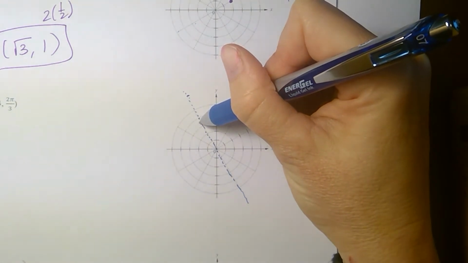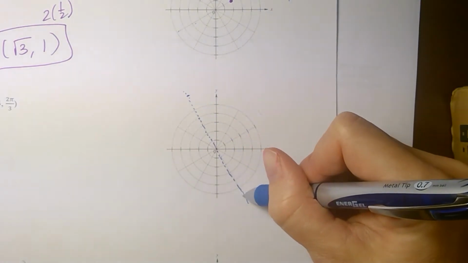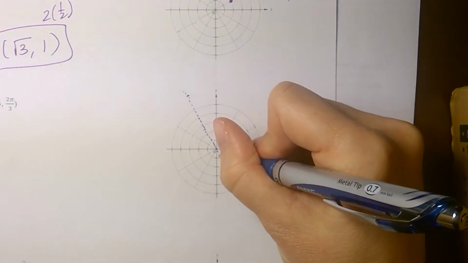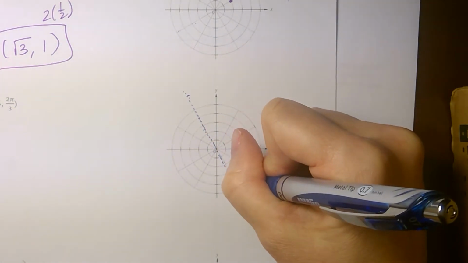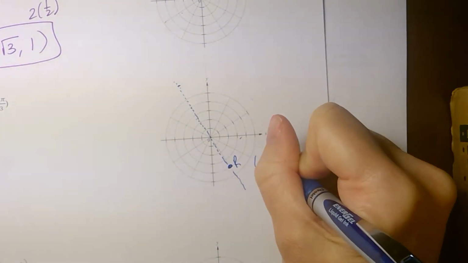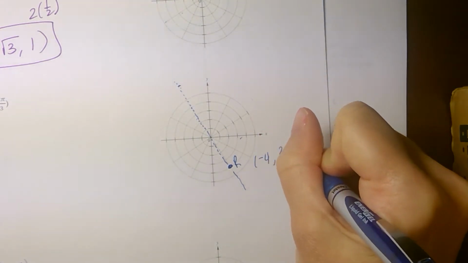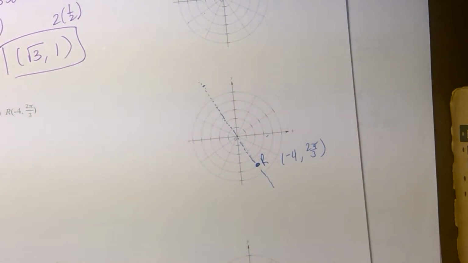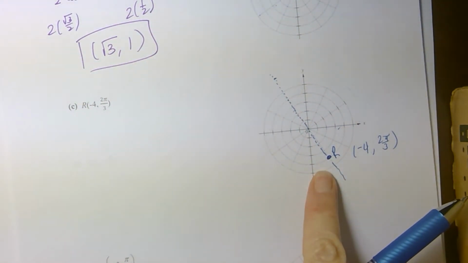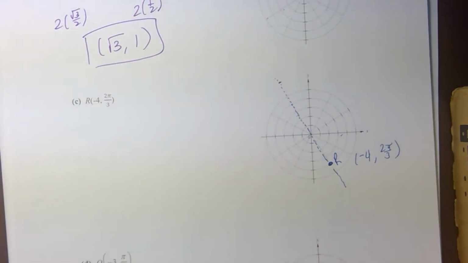Instead of quadrant 2, it's going to be in quadrant 4. So I travel in the opposite direction along this line that represents 2 pi thirds until I get to negative 4. 1, 2, 3, 4, right there. That is point R. Point R is the location negative 4, 2 pi thirds. And I could again come up with a multitude of different polar coordinates that represent that same point on the polar axis. I only have one set of rectangular coordinates that represent that point.